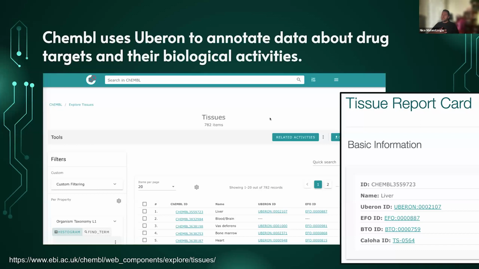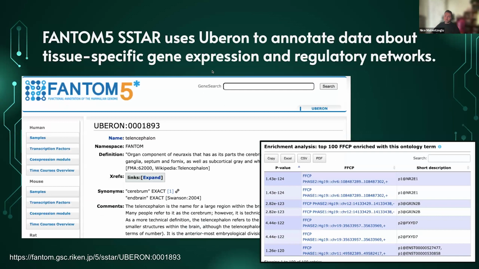So for example, here you can see how Pharos is using Uberon to annotate data about drug targets and their biological activities, and also for their tissue report cards. For most of these resources I also put a link down here, so if you want to explore this a little more, feel free. I'm not going to dive into detail. The point of this section is really just to give you a broad-stroke idea of the variety of places where Uberon is used, rather than anything deep.